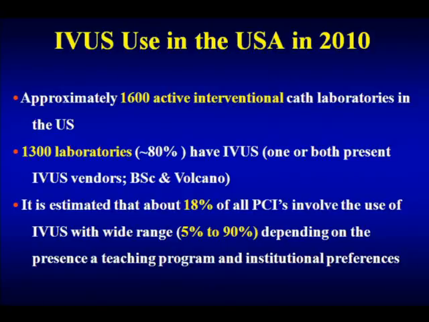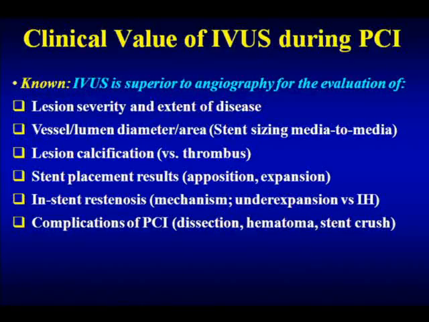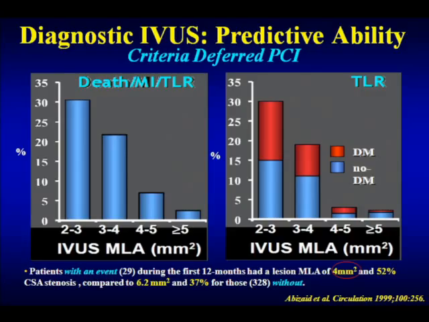Now, we know IVUS is good. IVUS is superior to angiography for lesion severity and extent of disease, vessel size and calcification, and lesion morphology, including whether it's a thrombus or not. It also defines stent placement, the mechanism of in-stent restenosis, whether it's under-expansion or intimal hyperplasia, and the complications of PCI such as dissection, hematoma, and stent crush. So we use IVUS quite frequently in our lab.